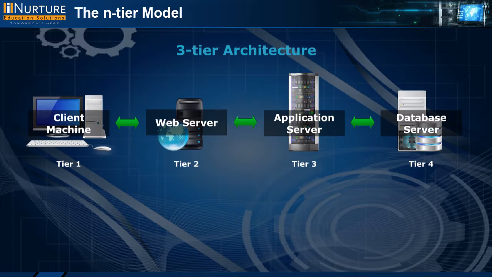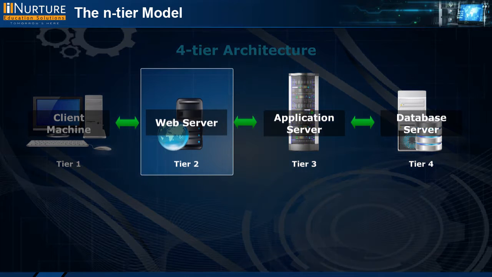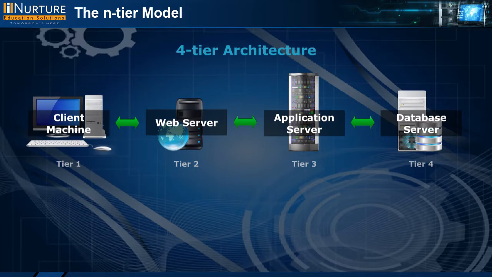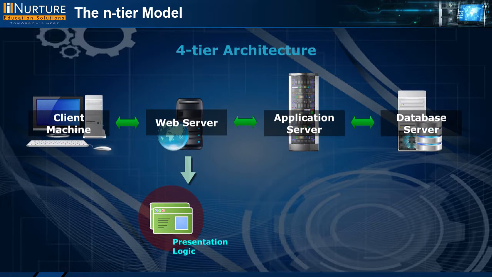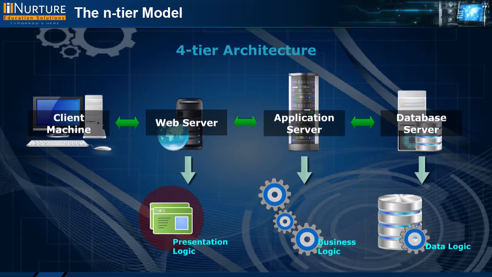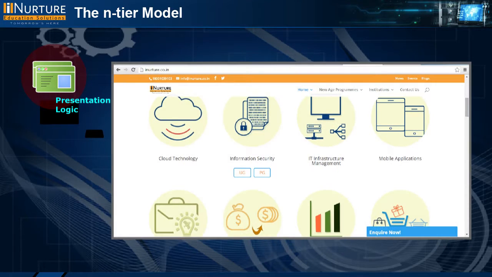Sometimes the web server and application server are divided into two separate functions, in which case it becomes a 4-tier architecture model. A 4-tier architecture would have a client and 3 distinct functions of web server, application server and database servers. The web server contains the presentation logic, the application server contains the business logic, and the database server contains the data logic. The presentation logic defines what the user sees on the web pages.